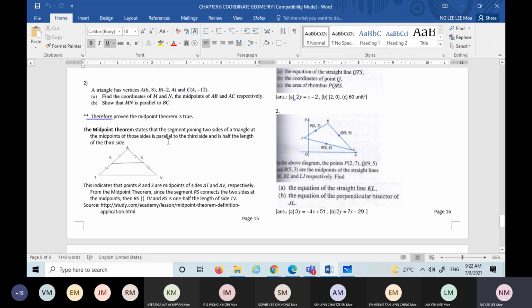The midpoint theorem says that this line that joins the midpoints of two sides will be parallel to the third side. Means RS is parallel to TV. R is the midpoint of AT, and S is the midpoint of AV. Another property is that RS is half the length of the third side, so RS is half of TV. So this is the midpoint theorem.